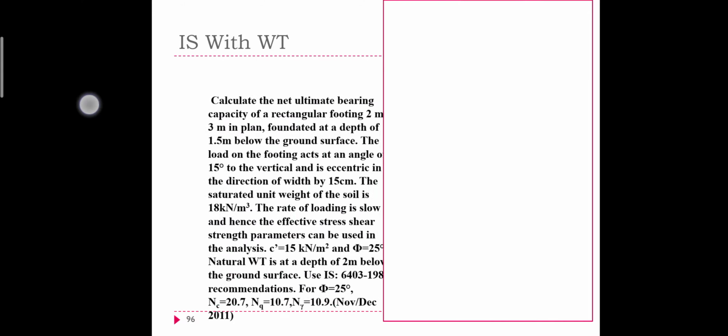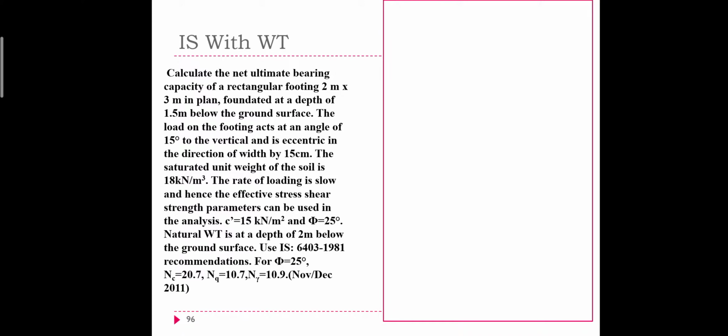Standards method with the water table. How to find the bearing capacity of the soil with the water table by the Indian Standard method. That is, you are going to use this equation, just now the equation we saw.